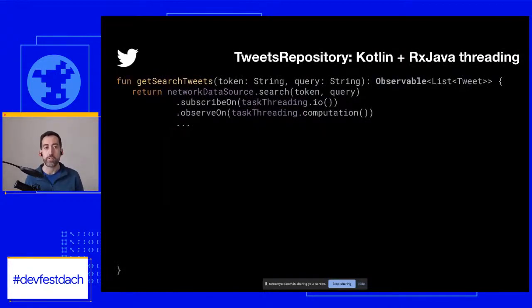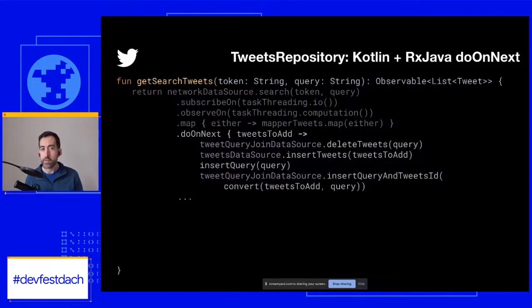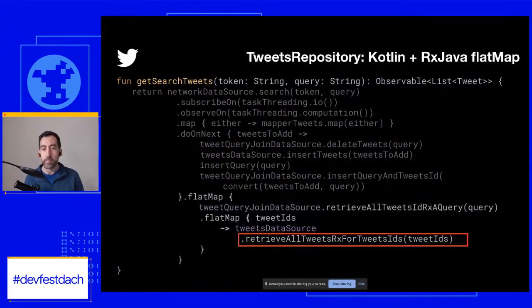So we are getting those tweets that we are searching for. Basically, we subscribe on the input-output scheduler because this is an input-output operation. And then we are observing on the computation thread pool. And then we are mapping the results. We do a doOnNext for every iteration, and then we do some updates, something as simple as you can see here. Then I will do a flat map just to get things from the database when it's refreshed from the network, and I will pass the results from those IDs in order to pass an observable right there. This is the implementation from RxJava, the first one.